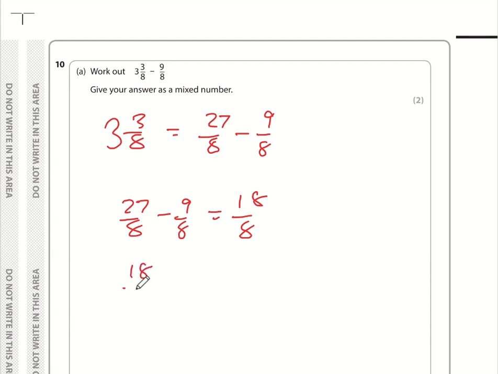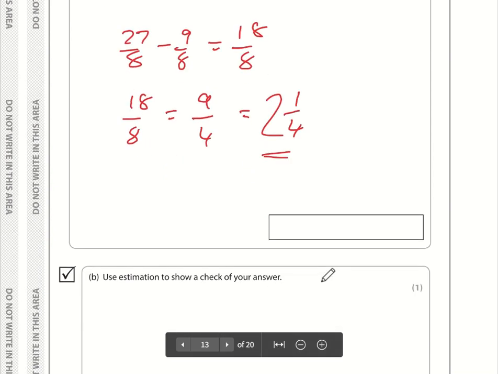Now 18/8, this can be simplified. Both the top and the bottom can be divided by 2, so that is 9/4. And 9/4, how many 4s go into 9? That is 2 with a remainder of 1, so that is 2 1/4. So there is my answer as a mixed number.